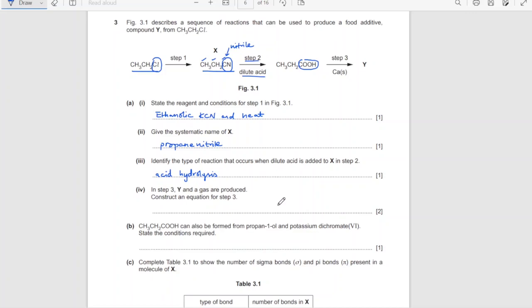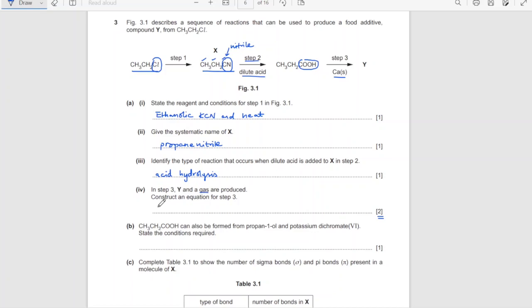Now in step 3, Y and a gas are produced. We need to construct an equation. Now this carboxylic acid is reacting with a metal. Remember, whenever an acid and a metal react, they give you a salt and hydrogen gas. So the gas over here is hydrogen. So we have 2 marks for this equation rather than the usual 1. And the reason for this is 1 mark is for identifying the gas, which is hydrogen.